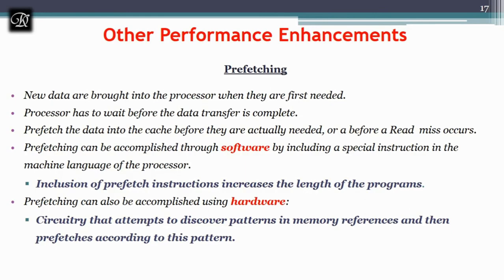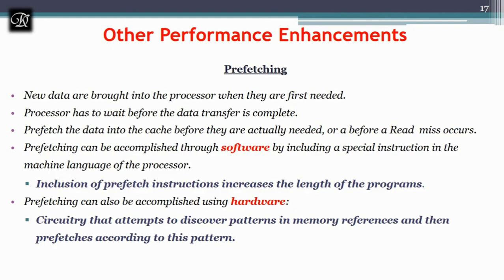So this goes with spatial locality. Before the processor needs it, we should predict and bring it. That can be done in two ways. One is software, where we add more instructions to predict what can be required. Again, if we add such logic, the program length will increase, and of course it will take more time to compute.